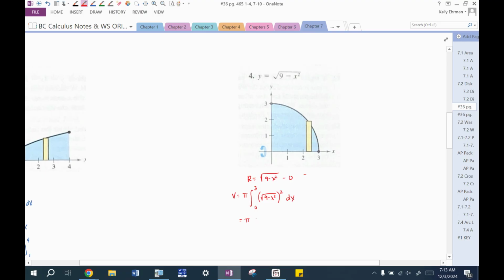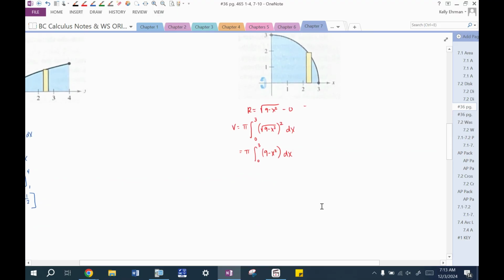Now, if you don't show that step and you just simplify it right away, that's perfectly fine. I'm just doing it for the homework. When I square the square root, I'm just left with the expression underneath. All right, and then let's integrate this. So 9 becomes 9x. The antiderivative of x squared is x cubed over 3, evaluated from 0 to 3.